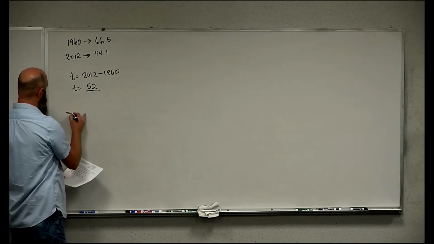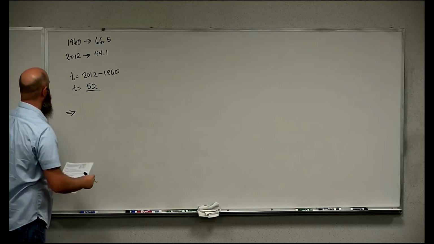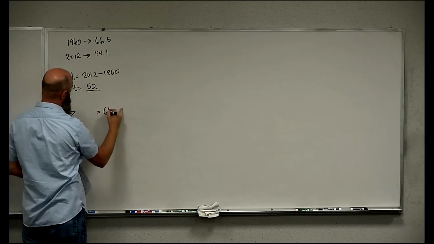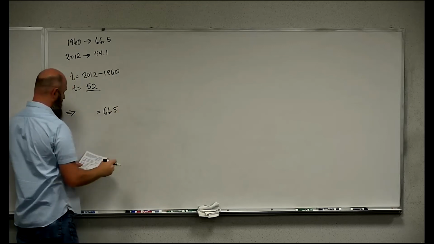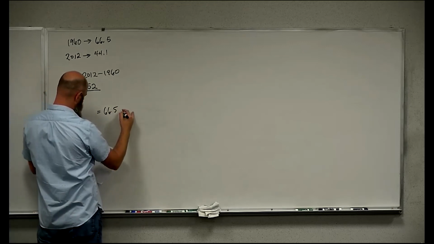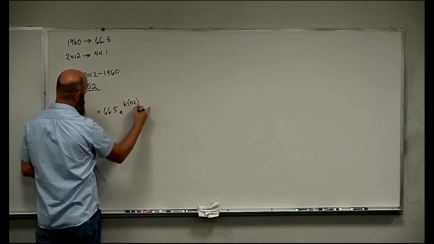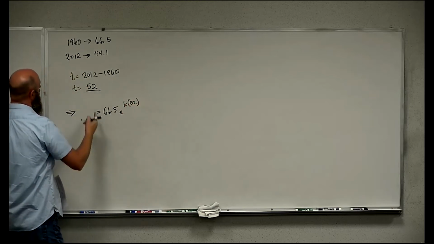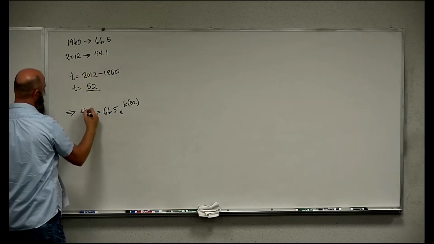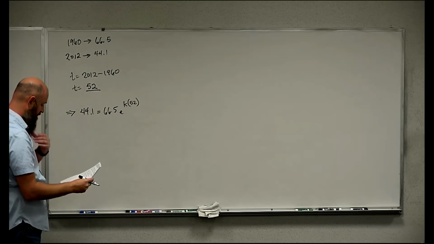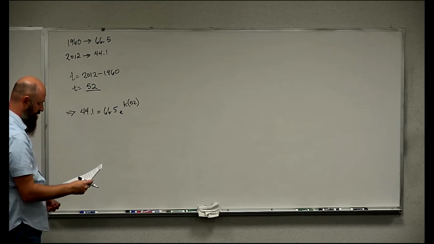So that implies that we have our equation. Now, 1960 was the first year, so that's going to be the 66.5. And then we're going to have e to the k times 52. And then our ending time is 44.1.